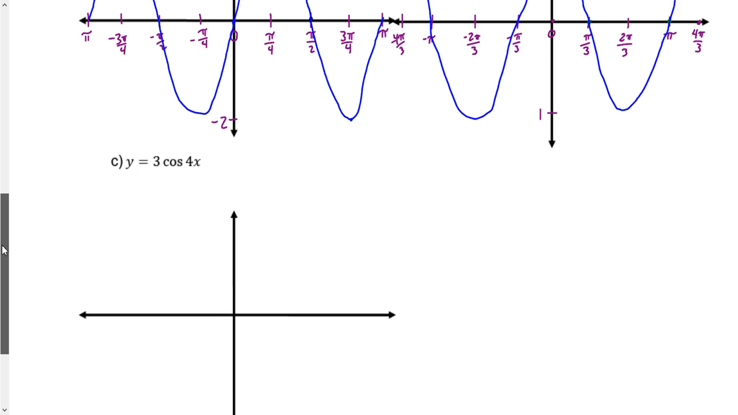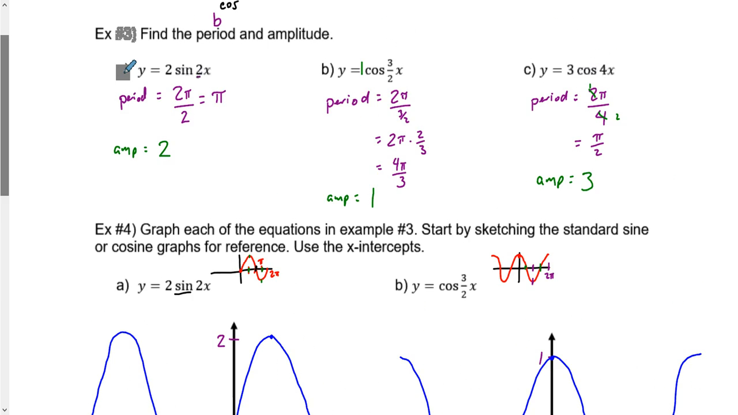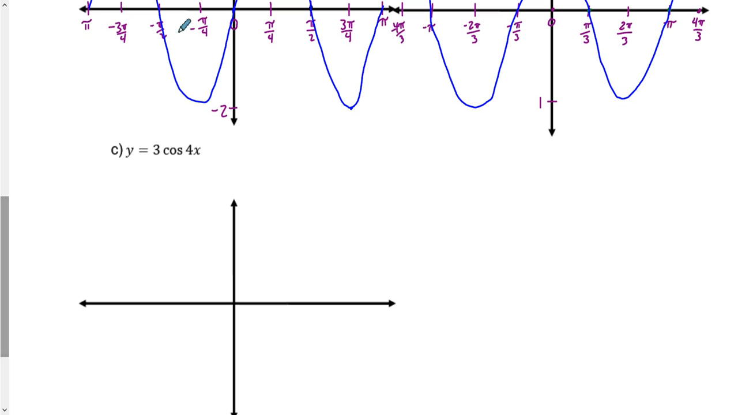On our last one, we're going to identify some more things. Our period here, well, we've identified by taking that 2 pi divided by that b value is pi over 2. So let's put that in. I'm going to split this into 4 equal sections. Pi over 2. This one would be negative pi over 2.